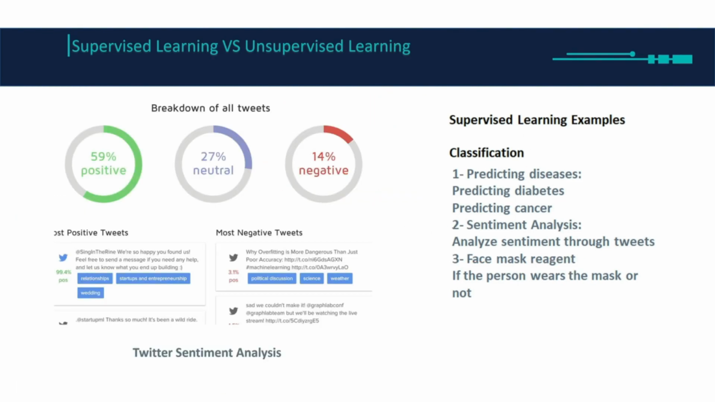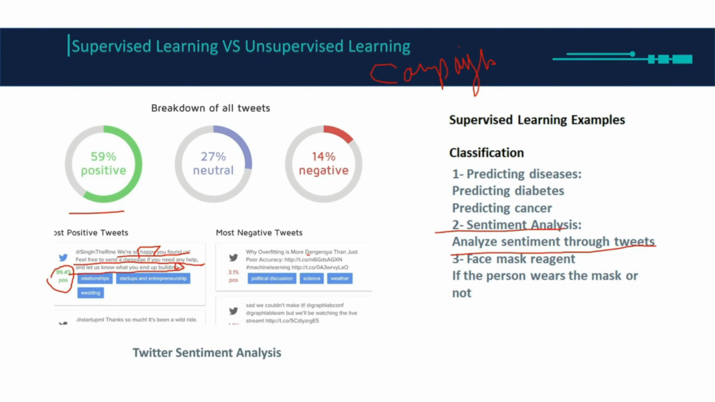Next we have sentiment analysis. We are analyzing Twitter tweets. Let's say I'm working in a company and I just launched a new campaign, and people are talking about this campaign. Here we can see, "We are so happy you found us. Feel free to send a message if you need any help, and let us know when you're building," and there is a smiley emoji. Since there is the word happy and there are no curse words or bad or negative words, this can be classified as a positive tweet.